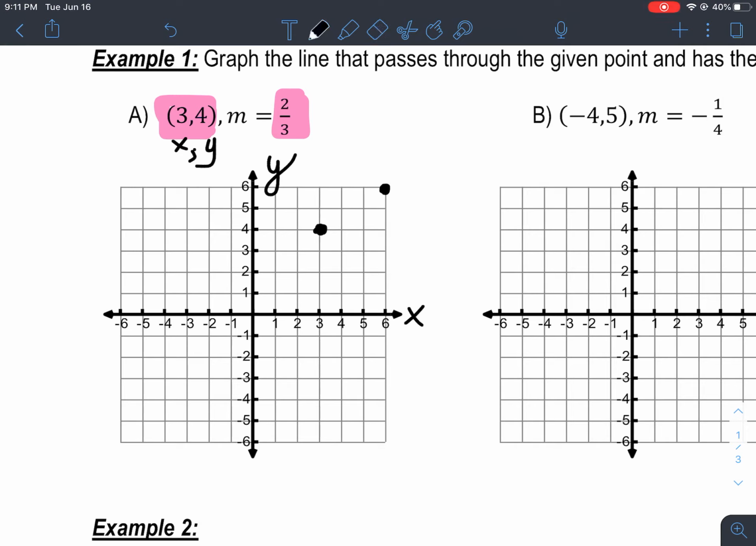Notice we're out of room on our graph, so to get another point, we're just going to do the opposite. Instead of going up and right, we're going to go down and left. So down 2 over 3.